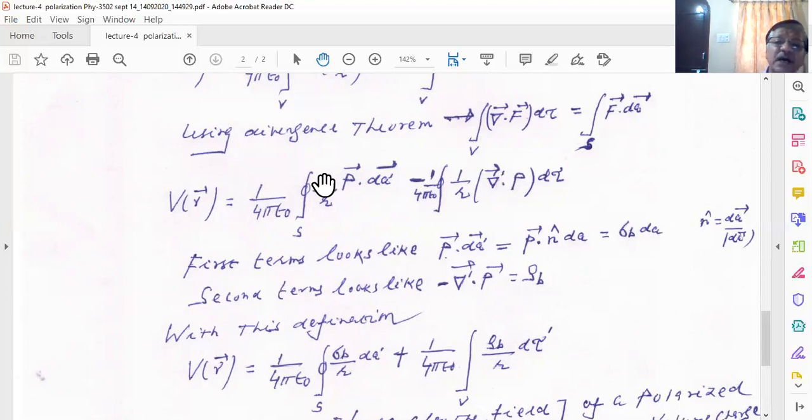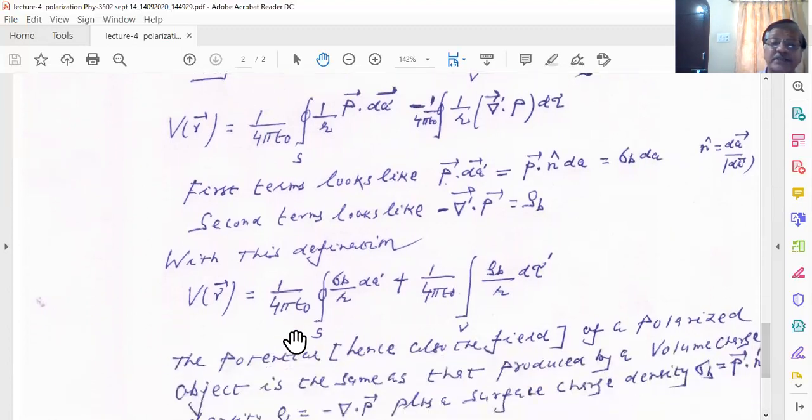There is a prime notation, please note down. So this is P dot dA prime, which is sigma b dA prime over r, right, plus 1 upon 4 pi epsilon 0, and this is 1 upon r, rho b d tau prime. So you see this is the potential due to the surface charges, and this is the potential because of the bound charges. We can have this expression like this.